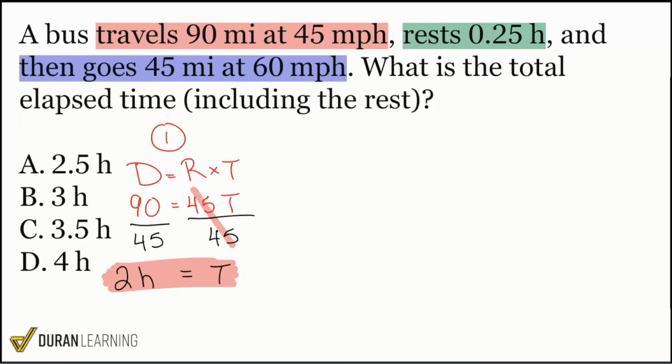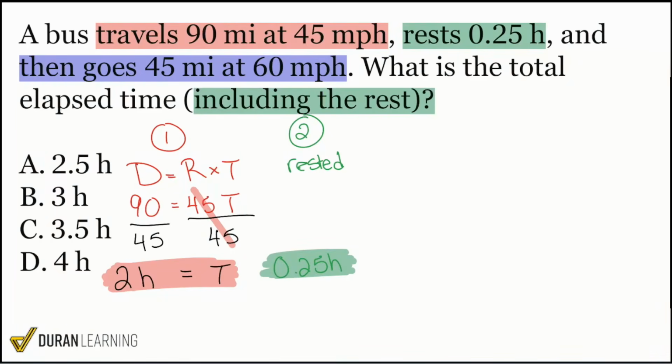Is the final answer 2 hours? No, it's not. It is just the time for that first part of the trip. Now, when we take into account the second part of the trip, we rested, and they gave us the time, 0.25 hours. So I'm done with part 2. I'm good. Because again, it says including the rest. So we want to include that 0.25 hours.